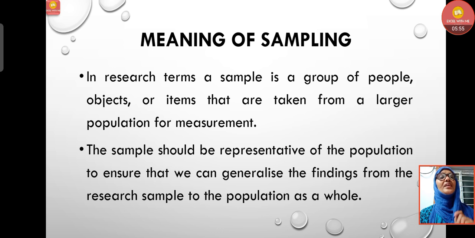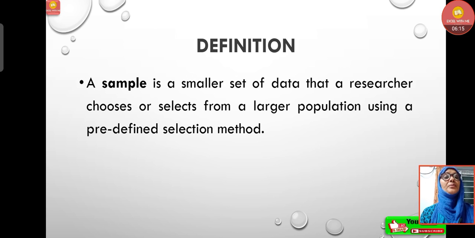Now, the meaning of sampling in research terms: a sample is a group of people, objects, or items that are taken from a larger population for measurement. The sample should be representative of the population, to ensure that we can generalize the findings from the research sample to the population as a whole.